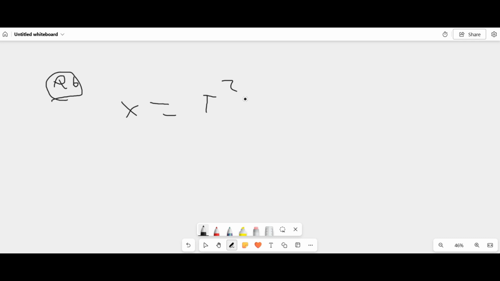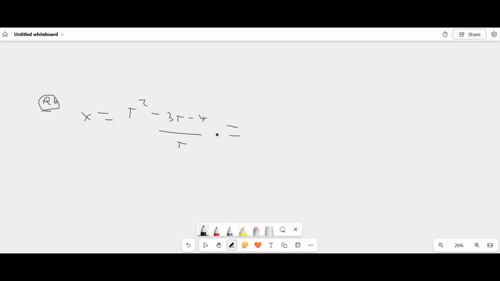x equals t squared minus 3t minus 4 over t, yeah? So therefore I can simplify that: t squared over t is just t, minus 3t over t is minus 3, and then minus 4 over t is minus 4. I can write that as minus 4t to the power of minus 1. Alright, cool. It says that y is equal to 2t.